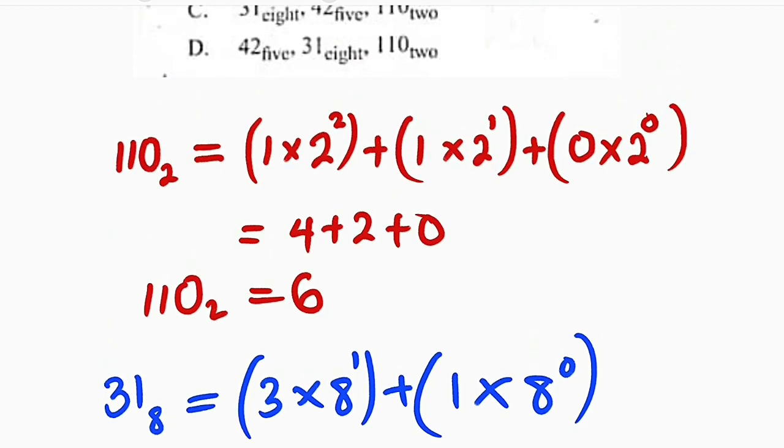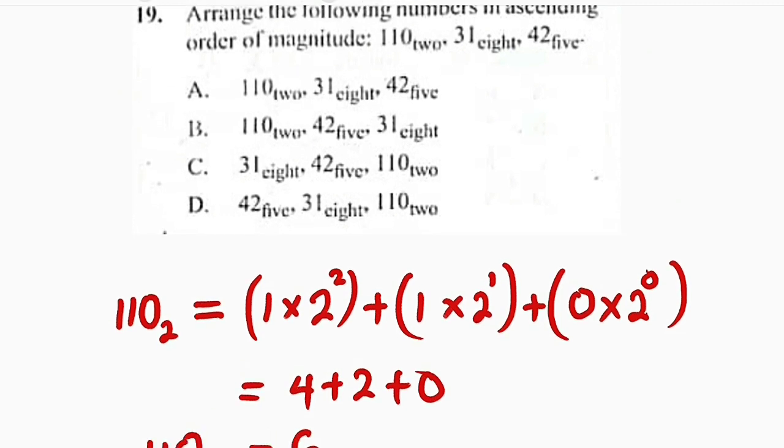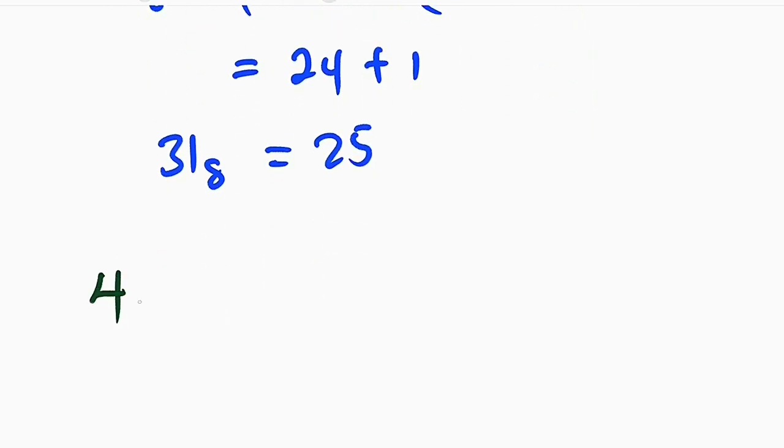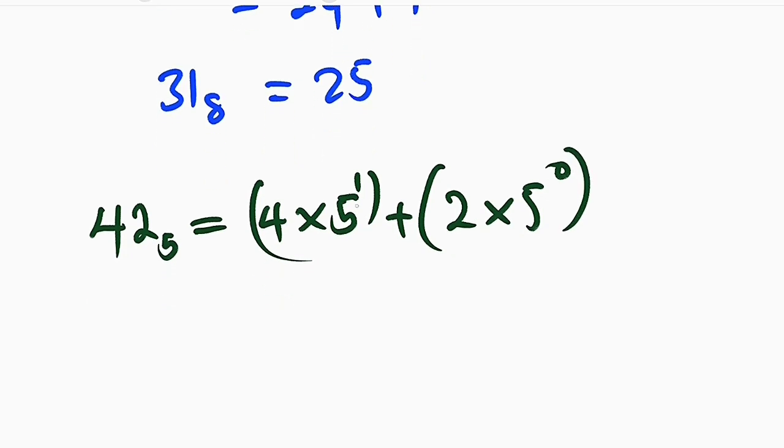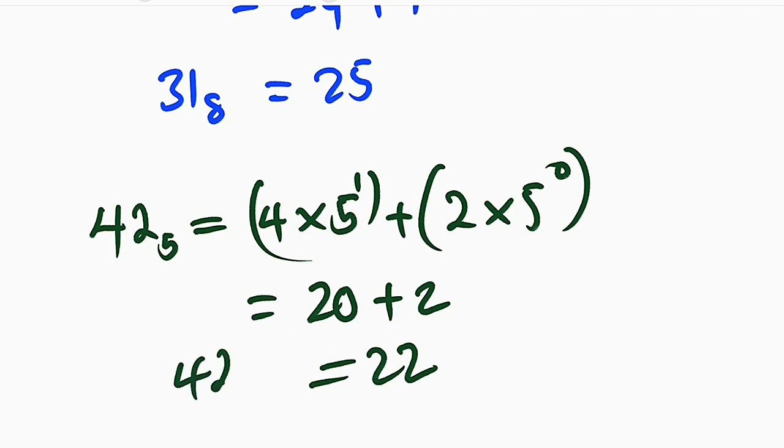And the last number here, which is 42 in base 5, we have 4 times 5 plus 2 times 5, with indices 0 and 1. Simplify. 5 to the power of 1 is 5 times 4 is 20, plus 5 to the power of 0 is 1 times 2 is 2, and this is 22. And hence, 42 in base 5 is equal to 22 in base 10.